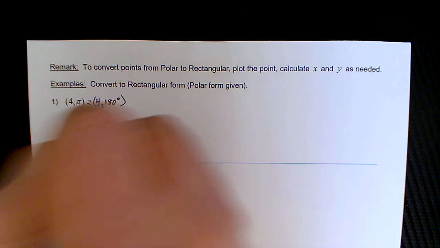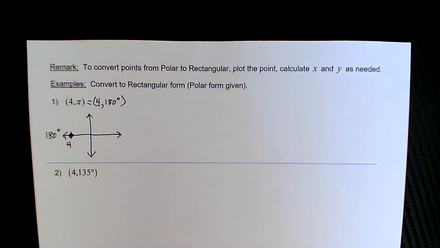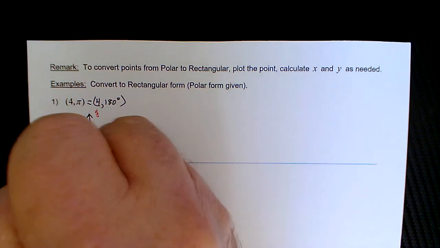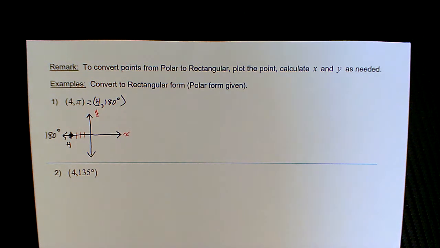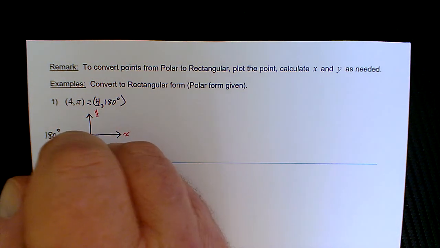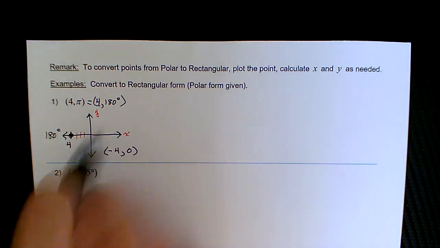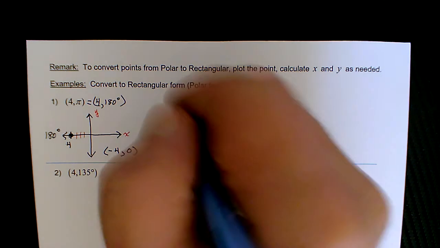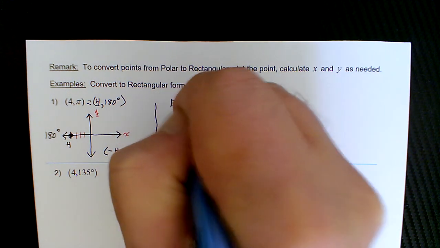And here's 180 degrees. We're 4 units in that direction. So if we imagine superimposing the Cartesian coordinate system on this, that would simply be the ordered pair negative 4 and 0, because we're moving negative 4 in the x and 0 in the y. Okay, so that's the end of the analytic portion for the equation method.